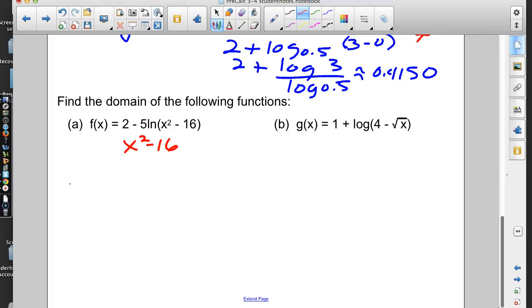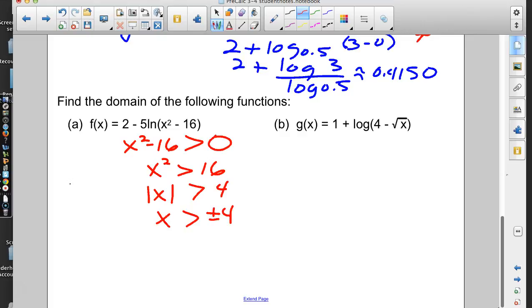The domain is the x's. What are we putting in there? And it has to come out to be what? Greater than 0. We talked about this before. We'll add the 16 to both sides. We'll take the square root, but things get a little weird because we really should put the absolute value because it was something squared. But in the end, we need to think of that as a plus or minus 4.